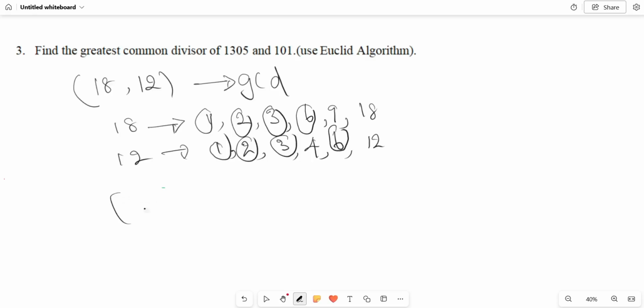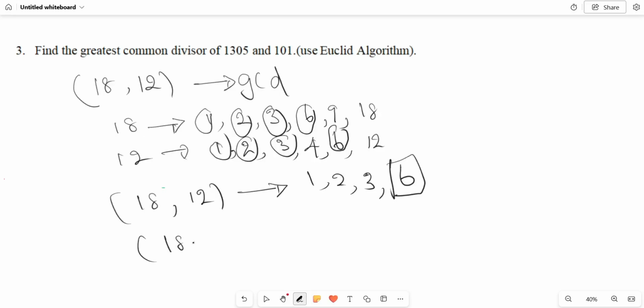So what are the common divisors for 18 and 12? The common divisors are 1, 2, 3, and 6. Tell me what the largest value is. This 6 is the largest value. So we are writing 18, 12, and the greatest common divisor of these two is 6. This is the way we write that.